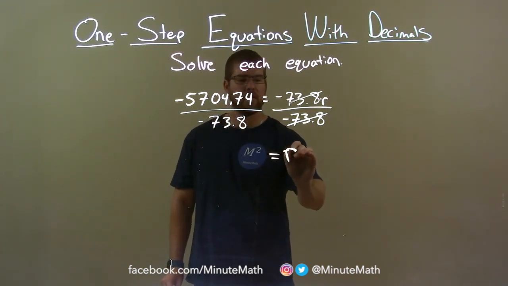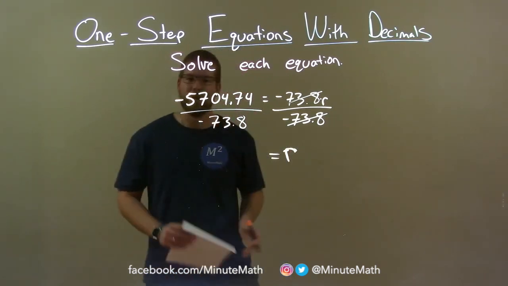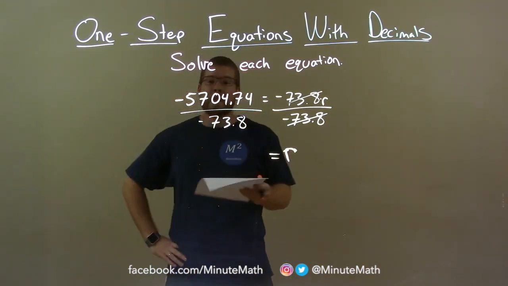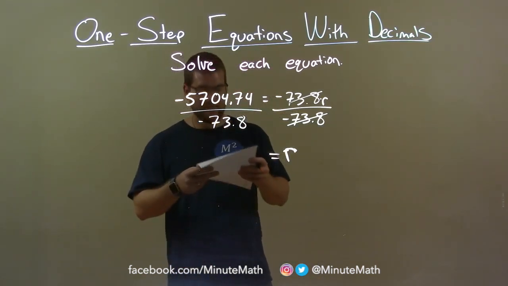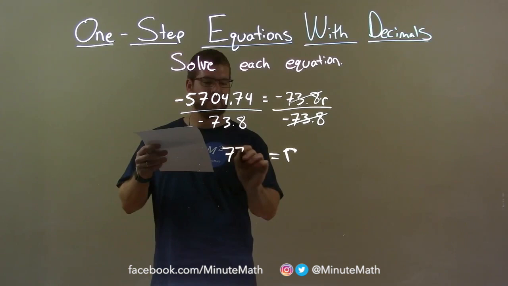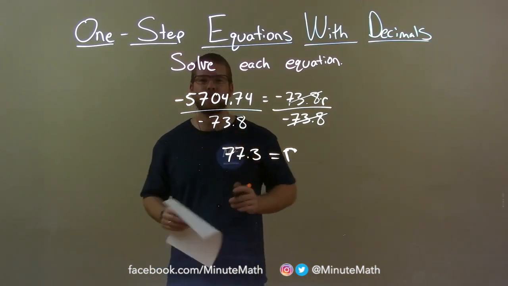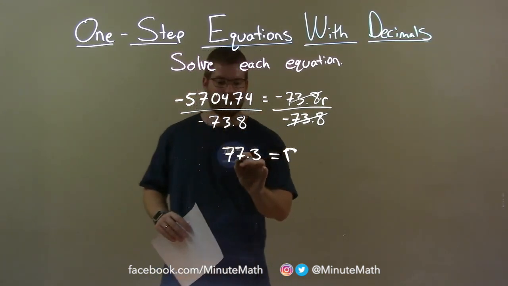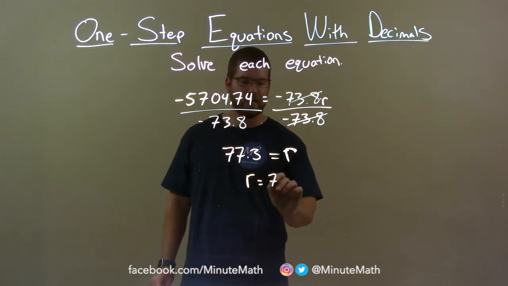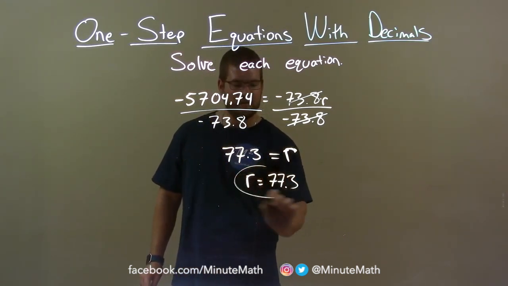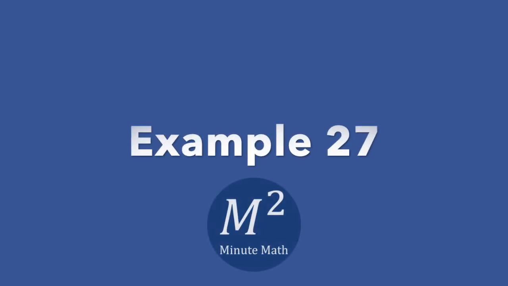That's an r. Bear with my r. Now I'm making it even worse, but it's okay. R on the right. On the left, negative 5,704.74 divided by negative 73.8 is 77.3. Remember, negative divided by negative is a positive. We can rewrite this to have r come first. And so r equals 77.3 as our final answer.